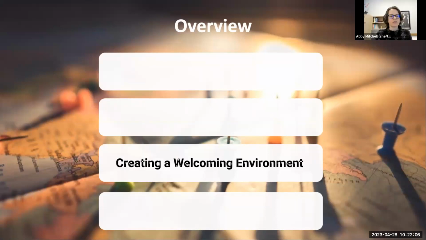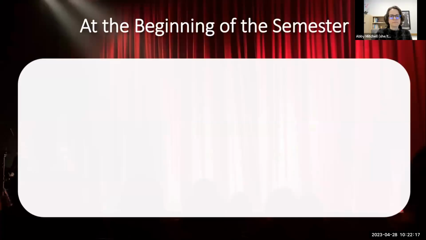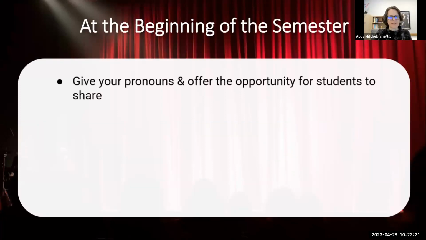Right, so as Amy mentioned, creating a welcoming environment is really, really important. And so we wanted to give some more specific tips on how faculty and instructors can do that. So we're going to start off with the beginning of the semester. The beginning is a good place to start. Giving your pronouns, for example, we gave ours at the beginning. That can be good modeling, saying, okay, this is a normative thing.